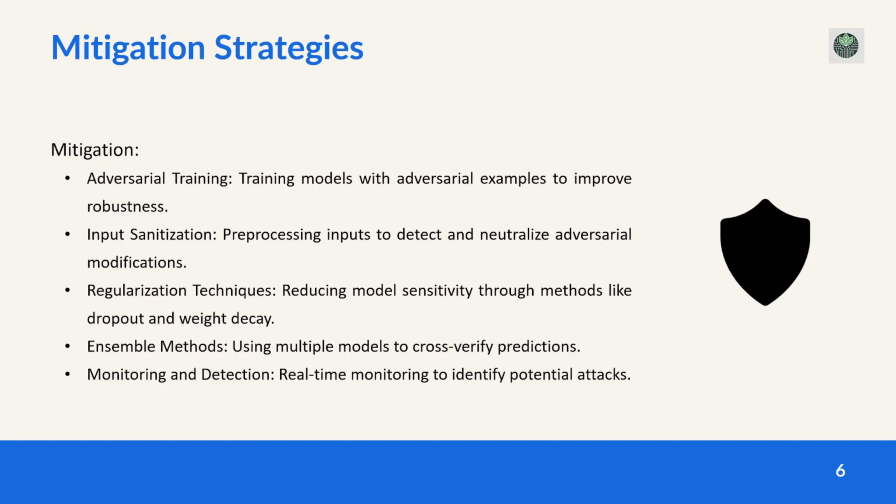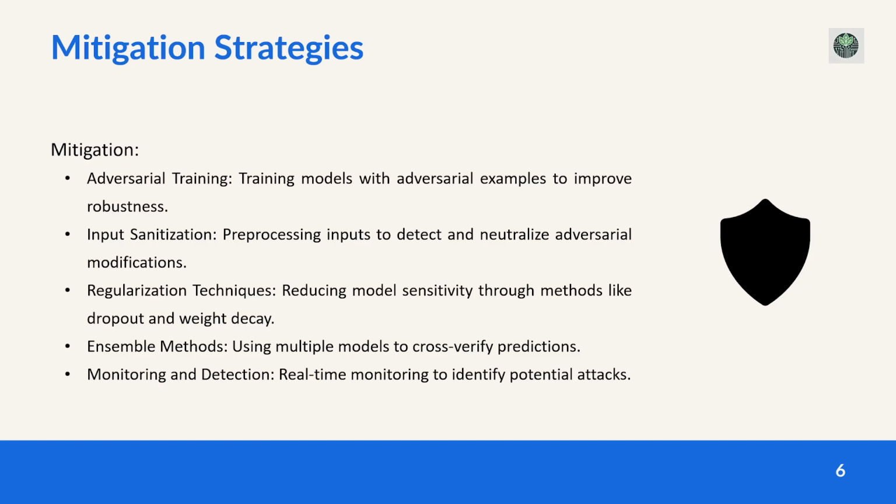Next is input sanitization. This is where we pre-process the input data to detect and neutralize adversarial modifications before the data can ever reach the AI model. Another approach is regularization techniques. Methods like dropout and weight decay help reduce the model's sensitivity to small changes in the input data, making it much harder for attackers to succeed.